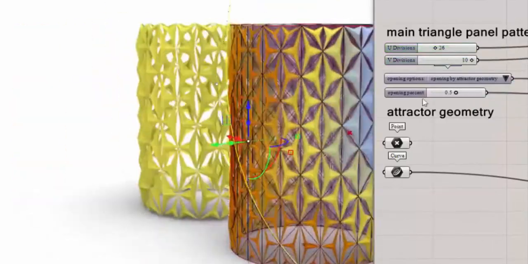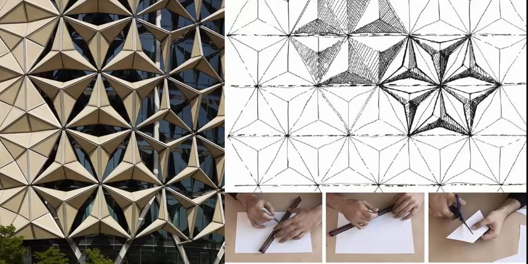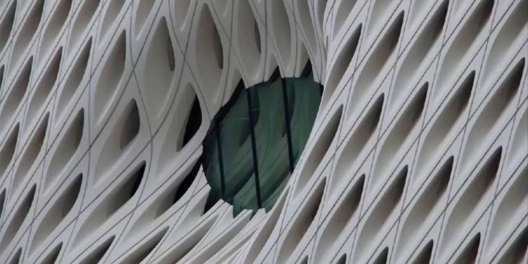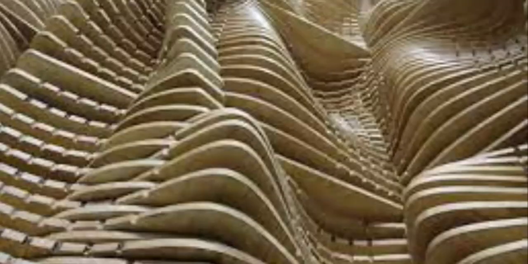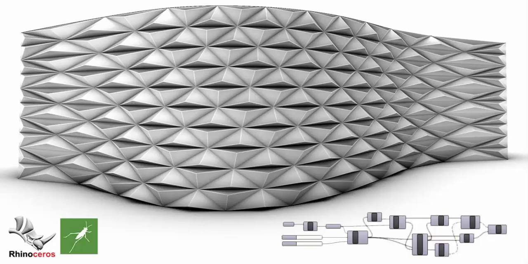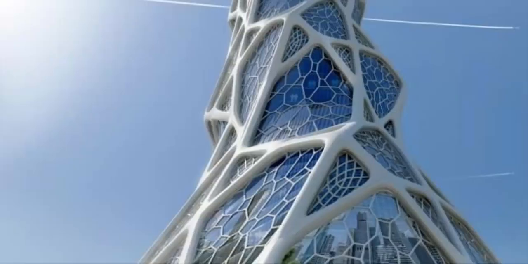Recreate iconic parametric facades. Learn how to rebuild real-world parametric facade designs step by step using Grasshopper Rhino. Develop custom parametric facades. Apply your skills to design unique, adaptive, and scalable facade systems tailored to specific architectural needs.